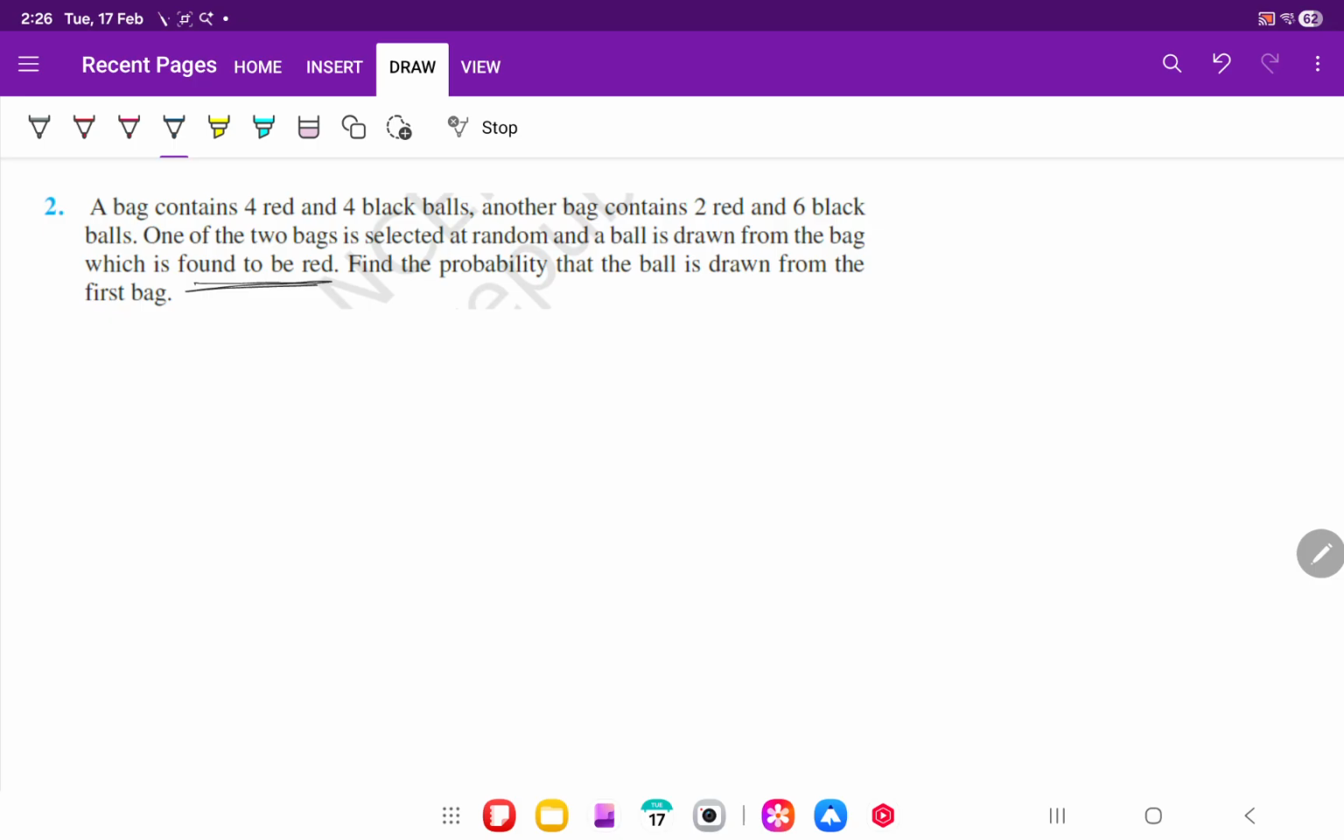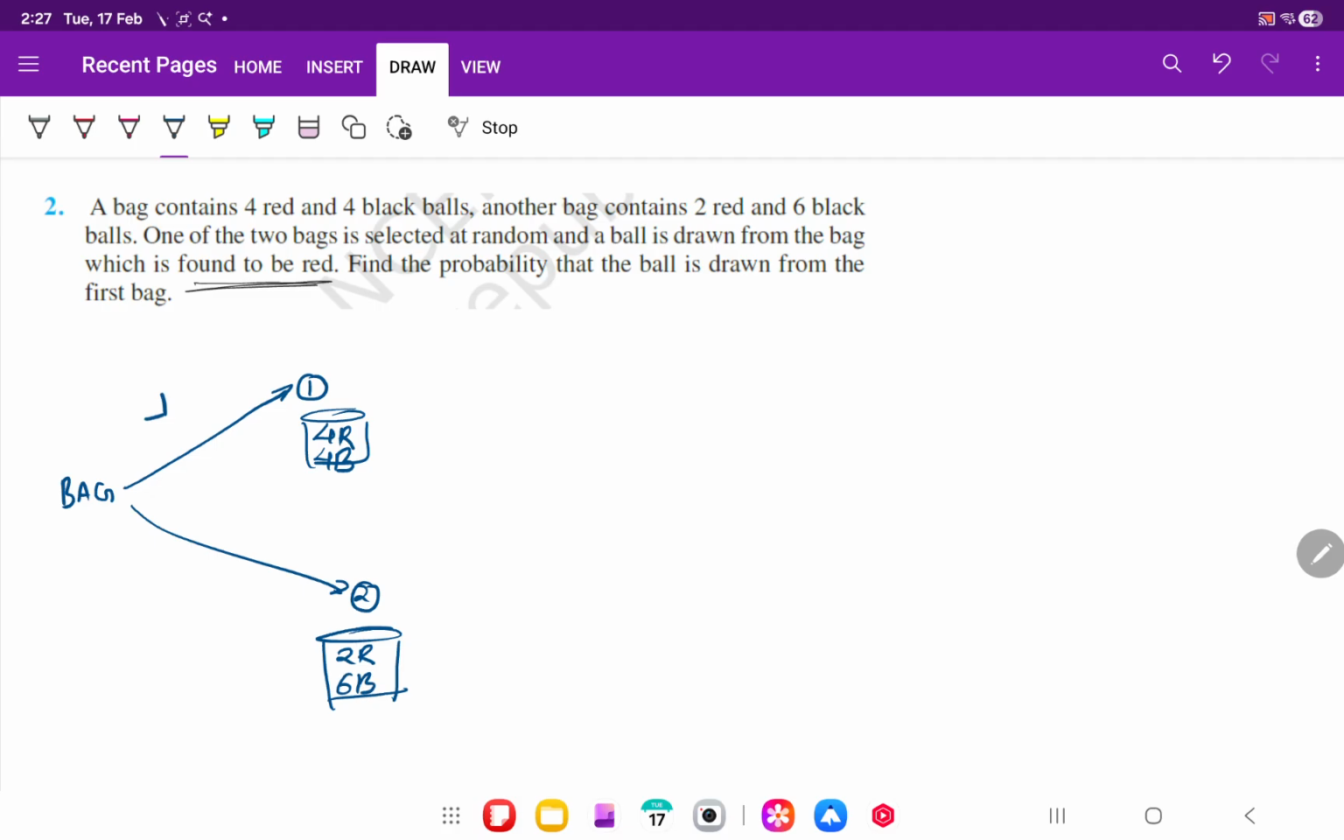Very easy and important question. Okay, so let's write down the bags. There are two bags, bag 1 and bag 2. The first bag has 4 red and 4 black. The second bag has 2 red and 6 black. These are the information about the bags.